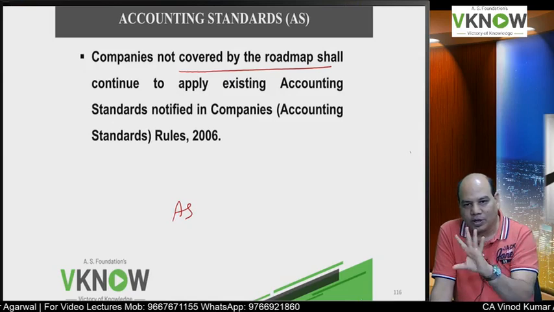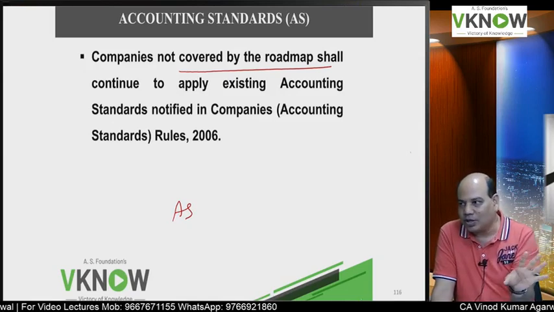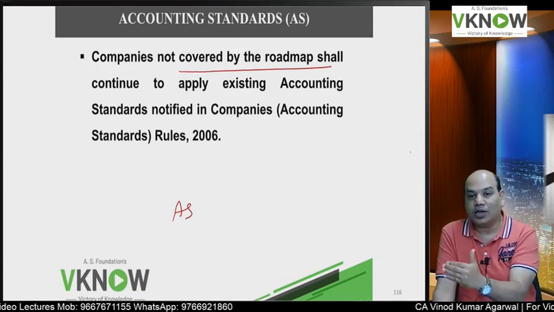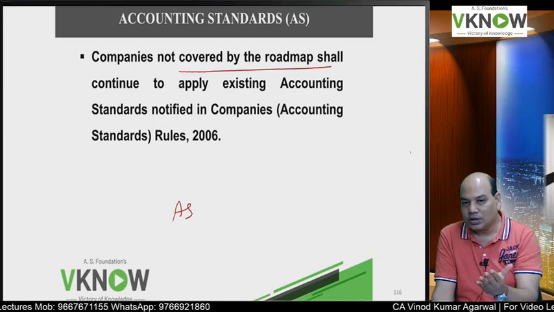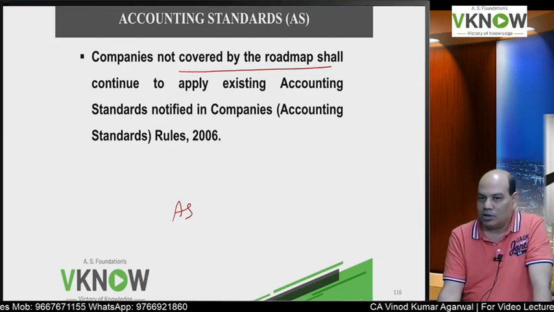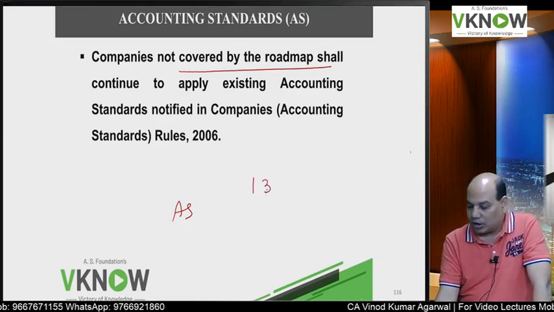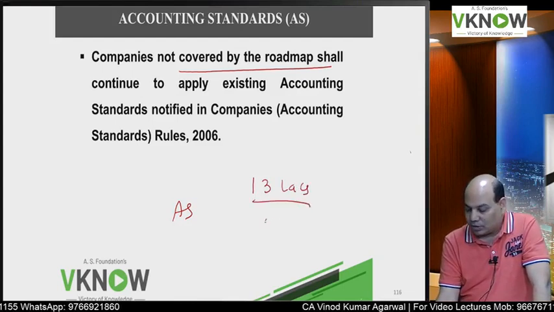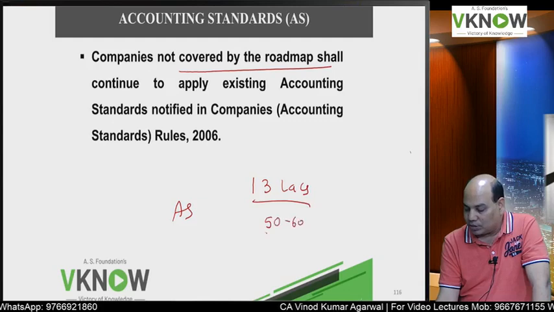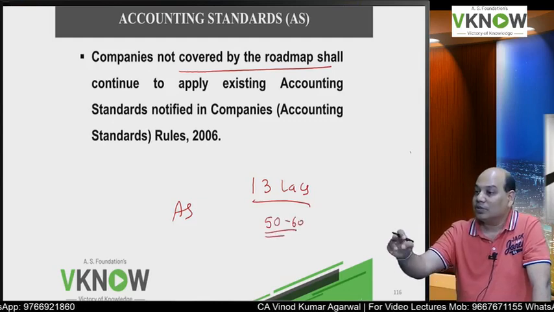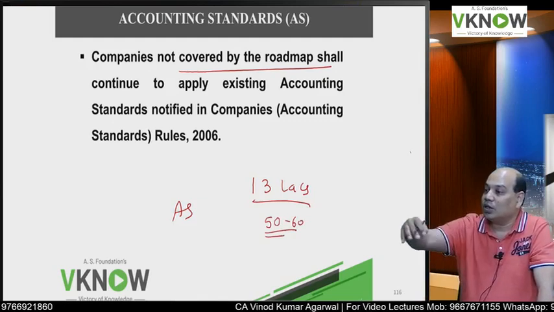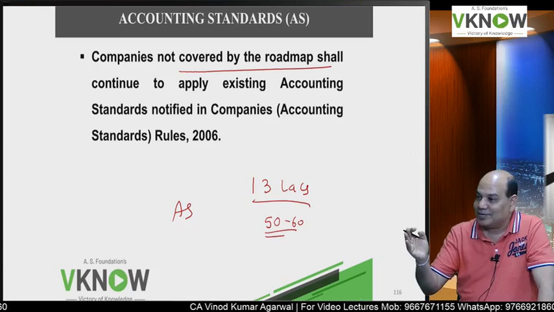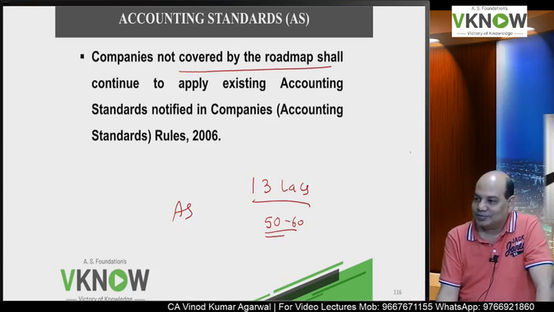If you are a banking company, Ind AS is not applicable. If you are an insurance company, Ind AS is not applicable. If you are an NBFC which is unlisted and net worth below 250 crore, Ind AS is not applicable. So out of 13 lakh registered companies in India, something around 50 to 60,000 companies may follow Ind AS, considering all those subsidiaries, associates, joint ventures. Still 12 lakh companies will follow accounting standards.